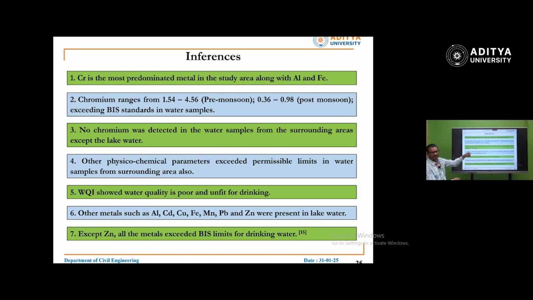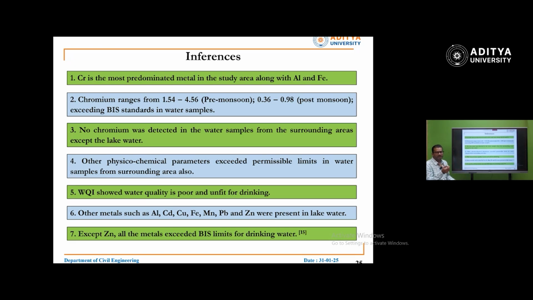I think most of the inferences I have covered already while I was explaining, but still I just want to give an overall idea. Chromium is the most predominant anthropogenic metal we have identified in our study area apart from aluminum and iron, and these are the ranges of chromium in the water samples. They are exceeding the BIS standards of drinking water quality. So why are we comparing it with the drinking water quality?